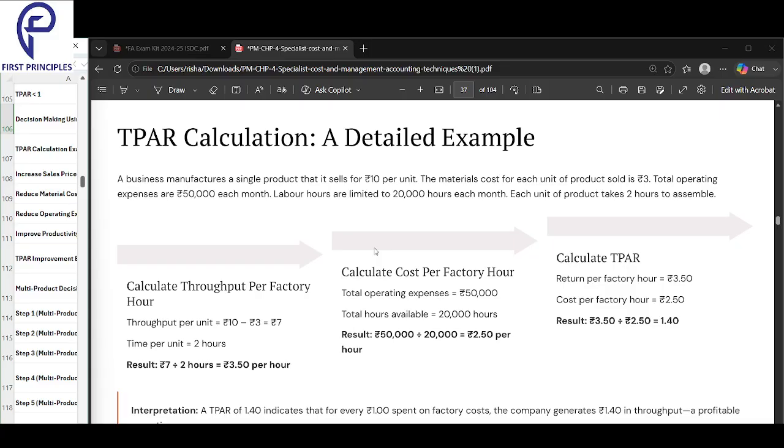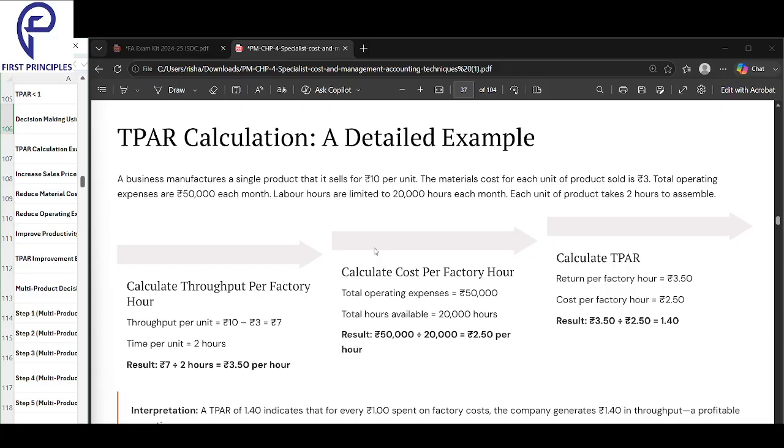Let's calculate the throughput first. Did you make sense of 10 minus 3, 7? Yeah. Then we're looking into the time per unit, how much it takes. So we got 3.50. Is that clear? Next, cost per unit, we take total operating cost 50,000 divided by the hours available. So you get 2.50, that is your cost per factory hour. So we found the throughput, we found the cost. And then we divided the throughput and the cost.